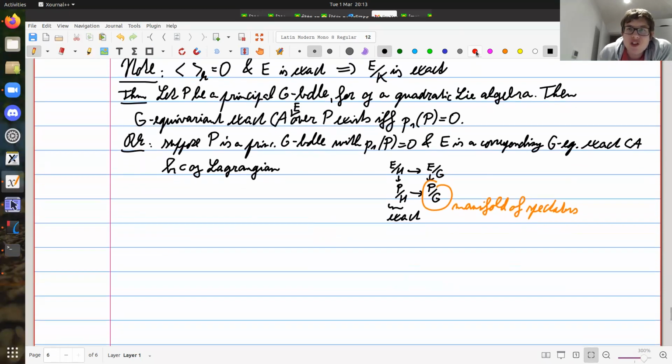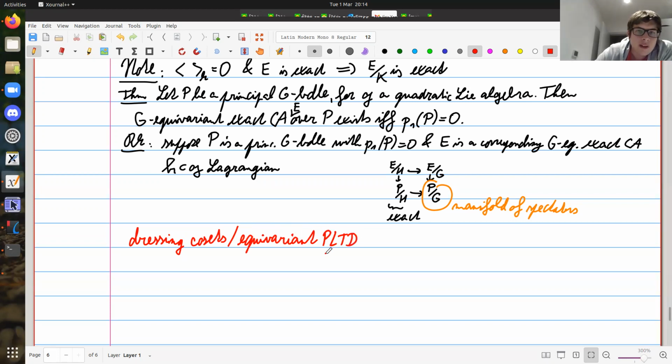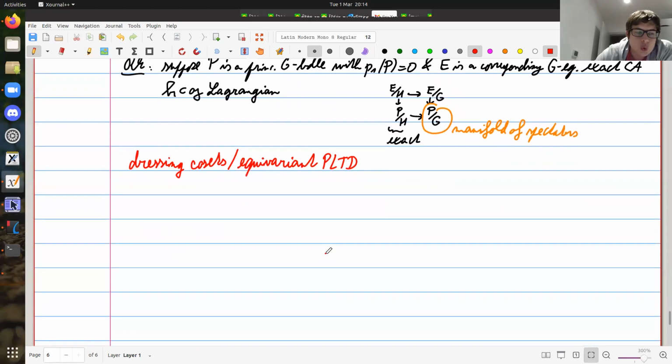Okay. Now, to end this section, I just wanted to say something about what people call dressing cosets. It's my understanding that this is how the subject is known in the literature, because the dressing is something related to this theory of Poisson-Lie groups. But anyway, we call it equivariant Poisson-Lie duality, which we find a more fitting name.